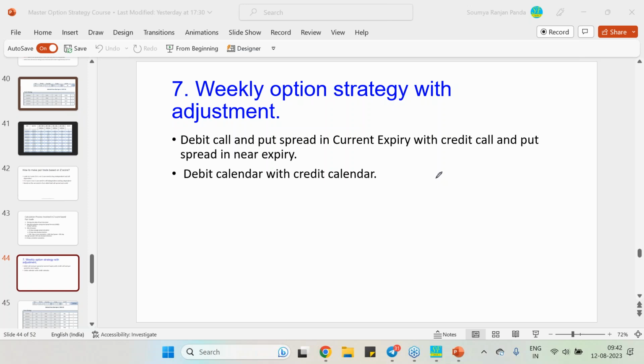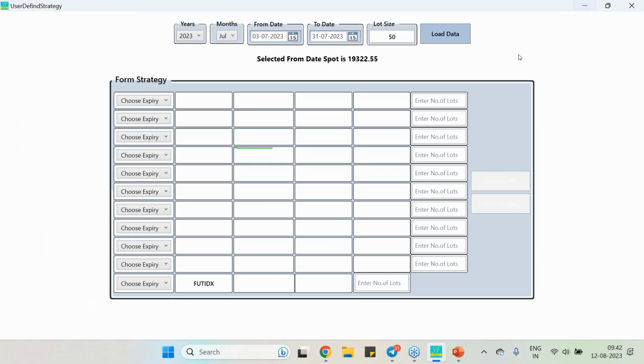Here are a couple of strategies which I have come across through a period of experimenting and trading on this, which I am going to tell you. You can form a debit call and put spread in the current expiry, and in the near expiry you should have a credit call and put spread, with a little post-adjustment process. That process you have to go on.